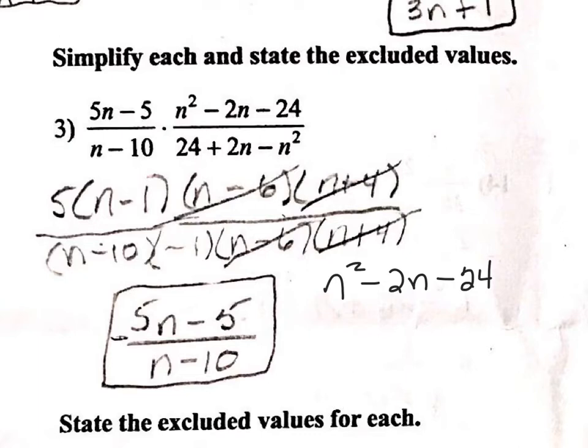That's all. The only thing I did not do here that I need to do is state the excluded values. The excluded values are anything that makes either one of these denominators equal to 0. So that would be 10 here, which would make that equal 0. Also down here, 6 will make that equal 0, and negative 4 will make that equal 0. So those are my three values that are going to be excluded: 10 is excluded, 6 is excluded, and negative 4 is excluded.